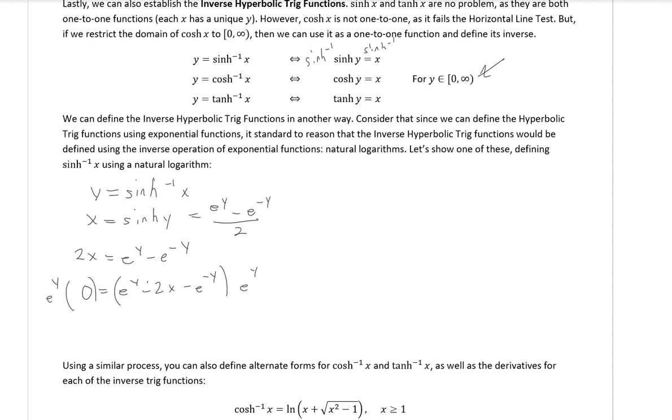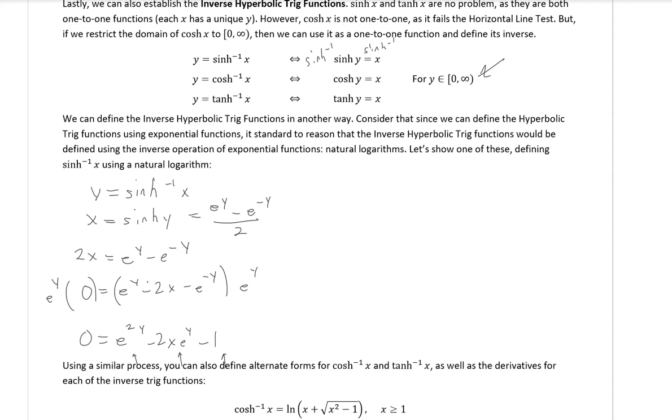That gives us 0 times e to the y is still 0. e to the y times e to the y is e to the 2y. Minus 2x times e to the y is minus 2x e to the y. And e to the negative y times e to the y is minus 1. So now this looks like a quadratic. Power of 2, power of 1, power of 0.